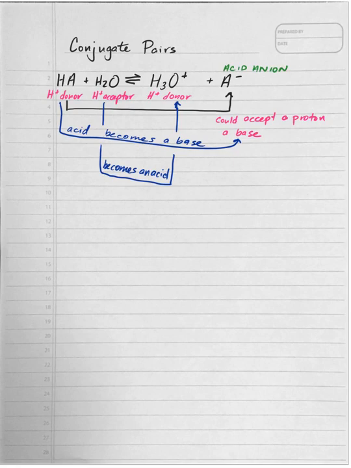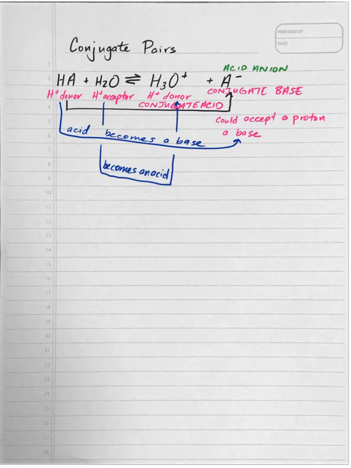Because the A minus, the acid anion, came from an acid, we call it a conjugate base, where the term conjugate refers to the fact that it was an acid and after it lost its proton it became a base. H3O plus then is a conjugate acid, something that started as a base and turned into an acid after accepting a proton.